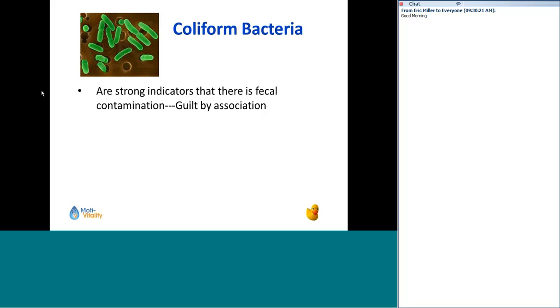But anyway, coliform bacteria, they're strong indicators that there's fecal contamination. That's guilt by association. It's not actually the poop bacteria. It just exists where poop bacteria exists. And that's because they cannot live outside of a warm-blooded animal, so they start to die off.